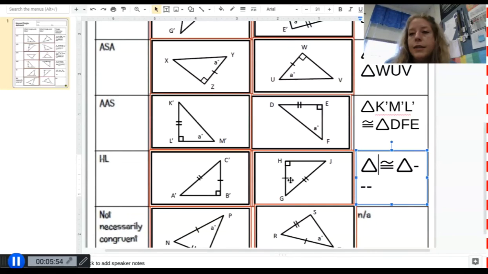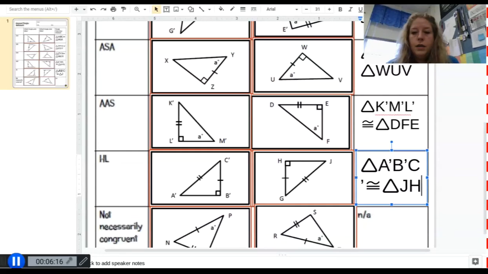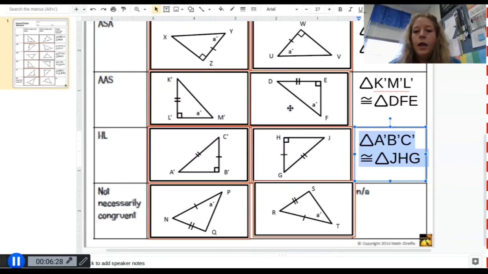A prime, B prime, C prime. Let's see, A is next to the two tick marks and the right angle, so it goes with J. B prime is the right angle, that one's easy. And then C prime is in between the one tick mark and the two tick marks, so it goes with G. Okay, and then this last one, these are angle side side, so they are not necessarily congruent. That shortcut doesn't work.